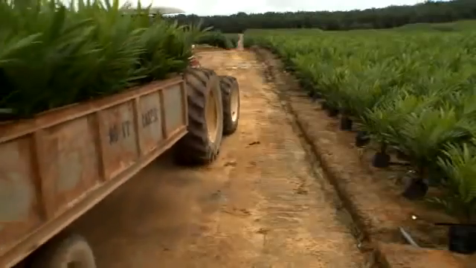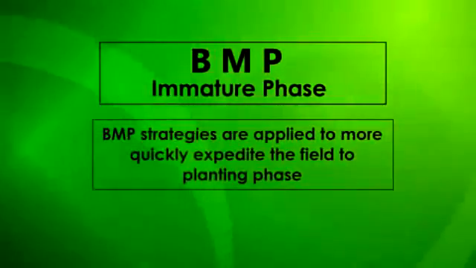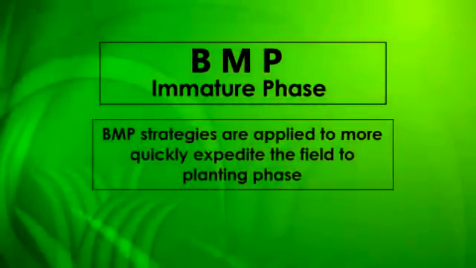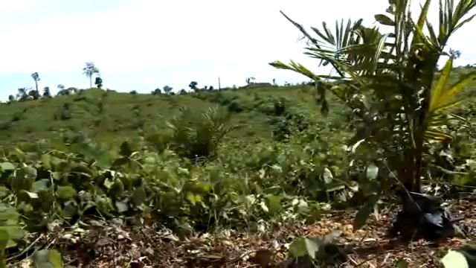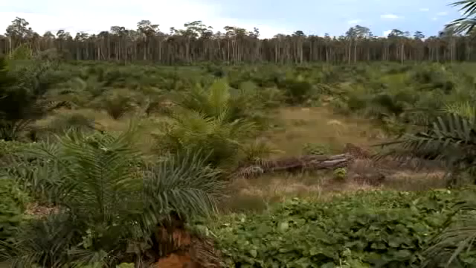Healthy seedlings are now in the immature phase. The immature phase is where BMP strategies are applied to more quickly expedite the field to planting phase and eliminate runts, off-type palms, or palms with missing points.